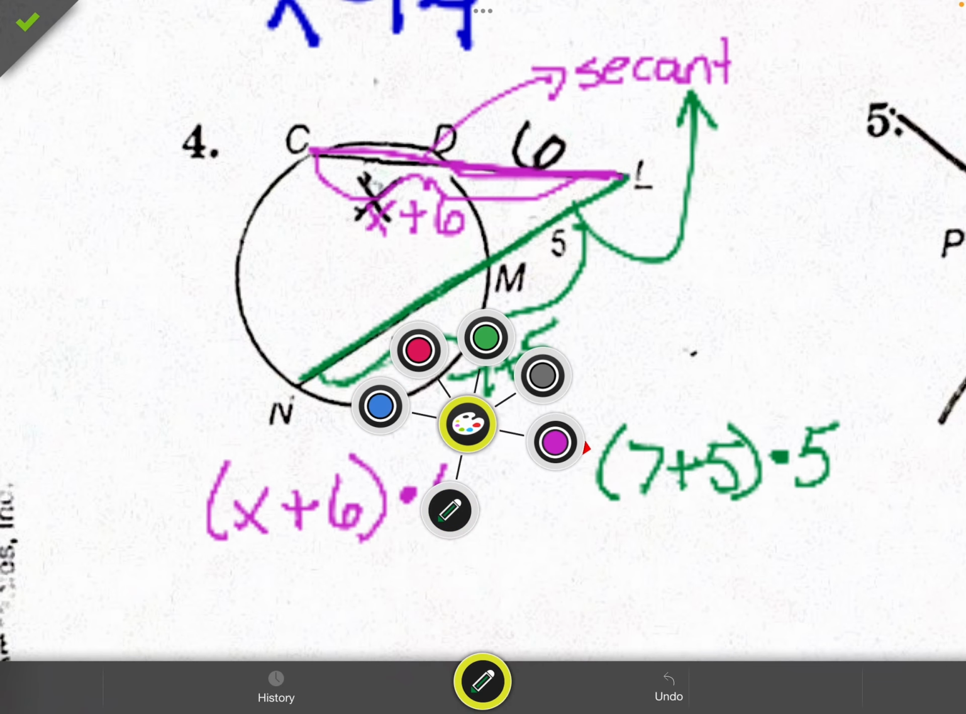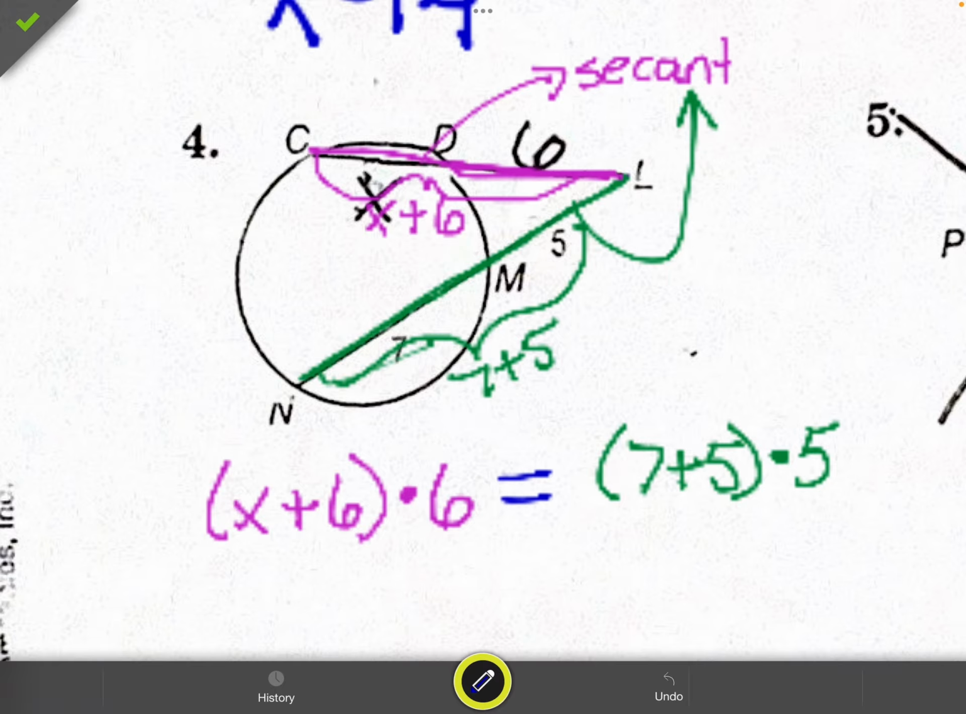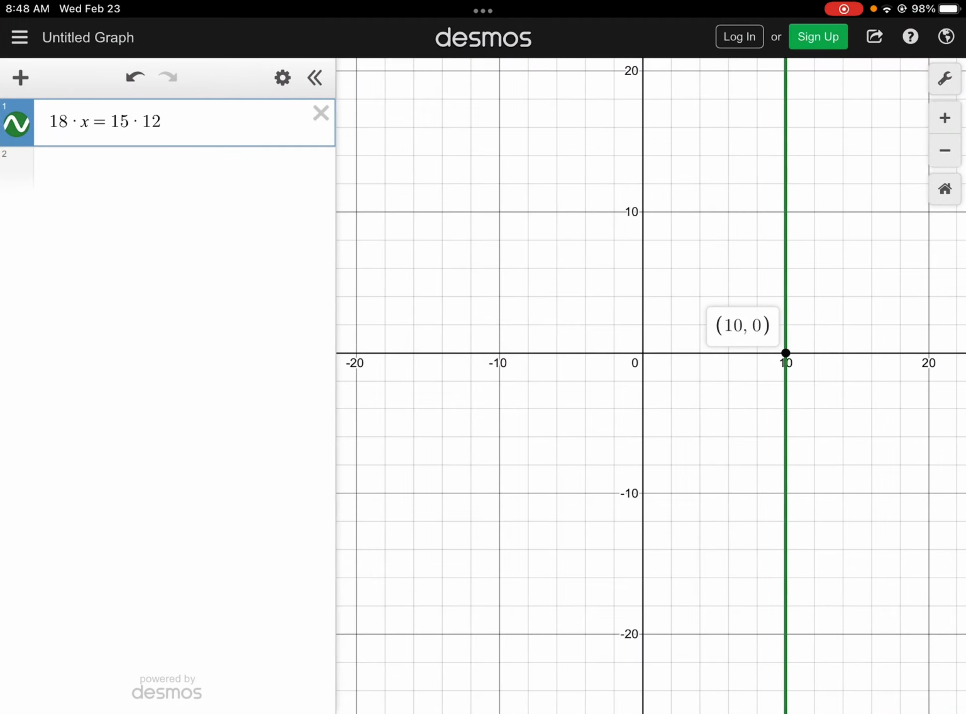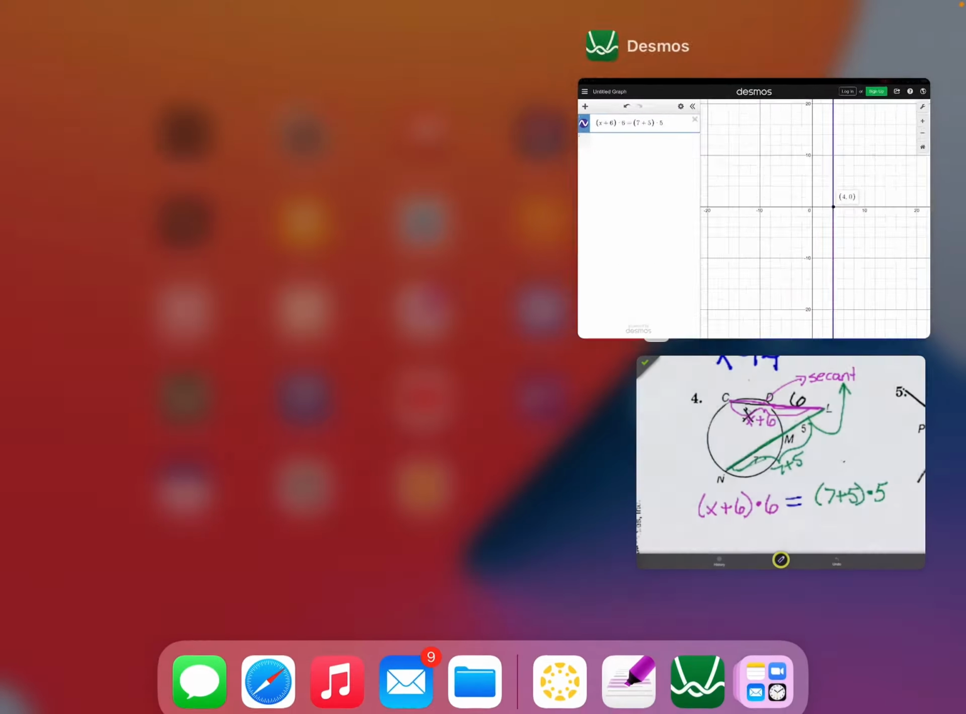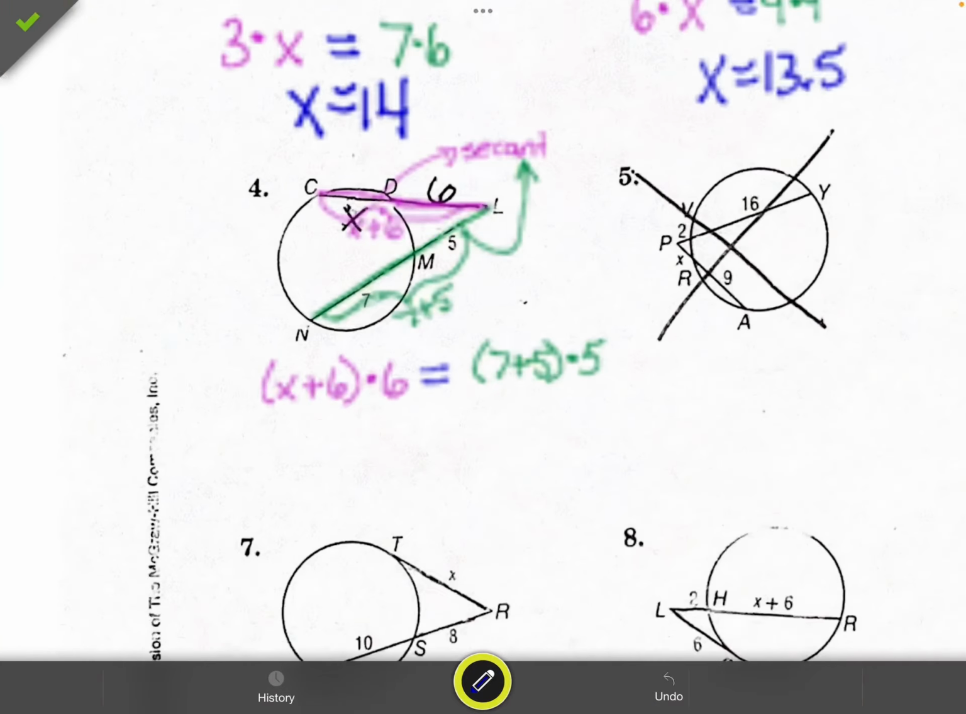So whole times exterior, set them equal, type them into Desmos, and I suggest that you type them in exactly how you wrote them. So we get x equals 4.